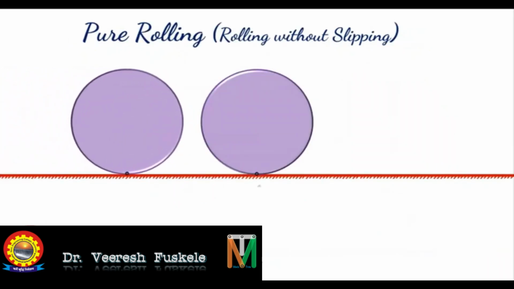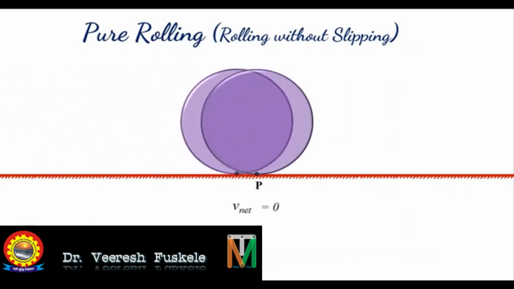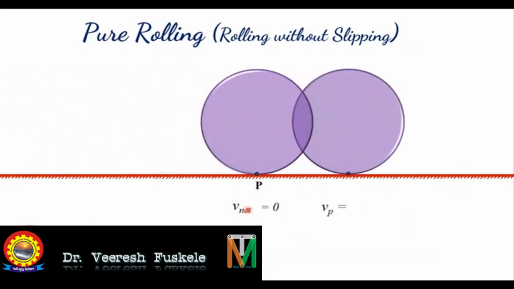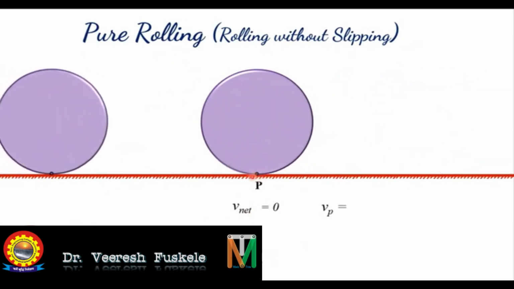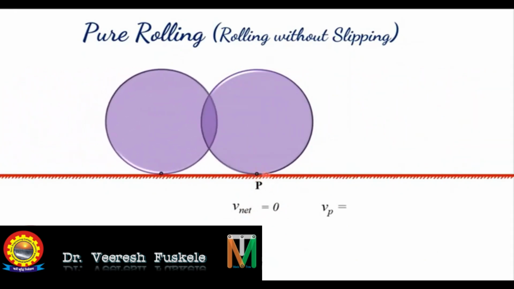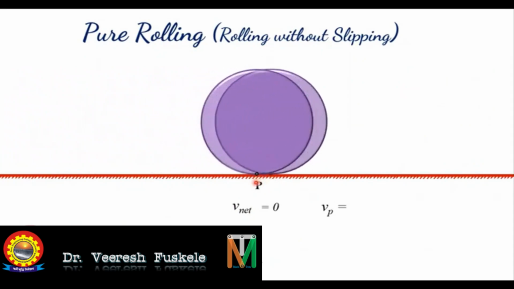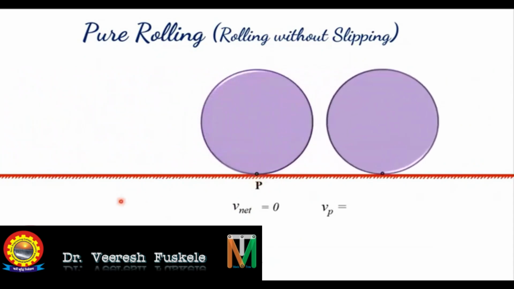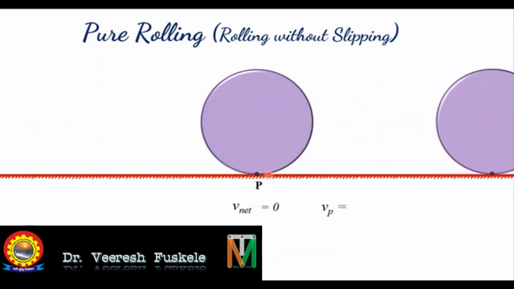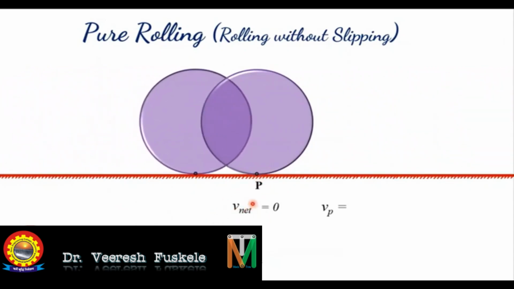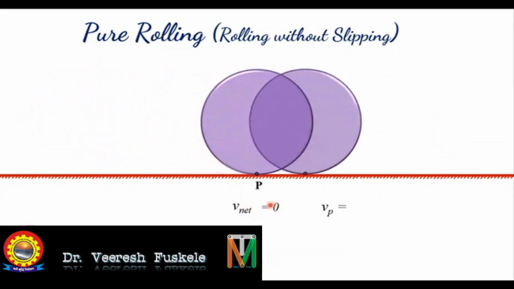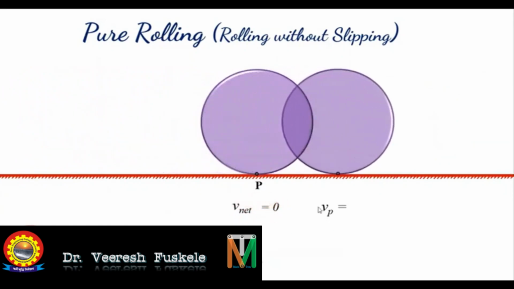So in pure rolling, the net velocity at point P will be 0, because this point P is the point of contact and there is no slip taking place here. So as per the no slip condition, the velocity at point P should be 0. So net velocity at P should be 0. So what should be the velocity at P?